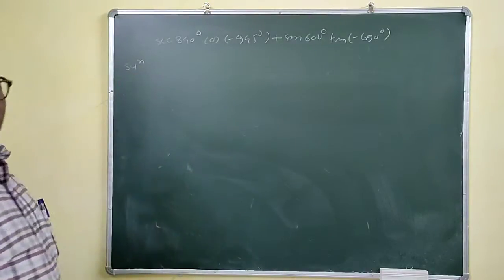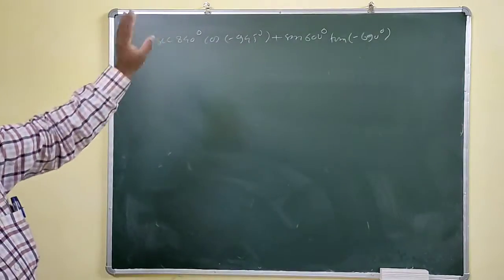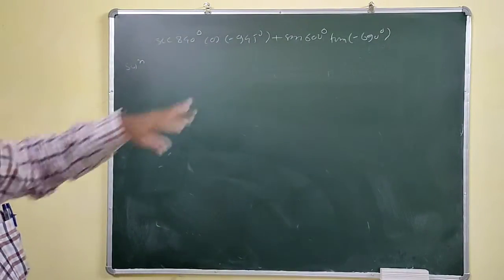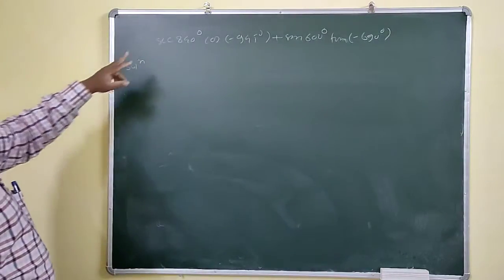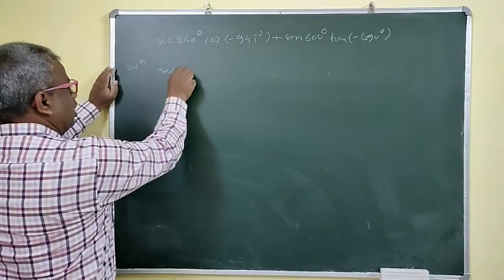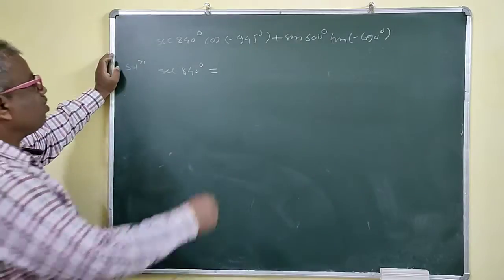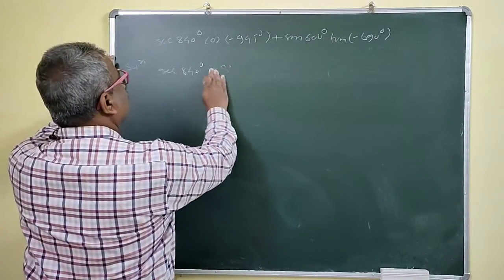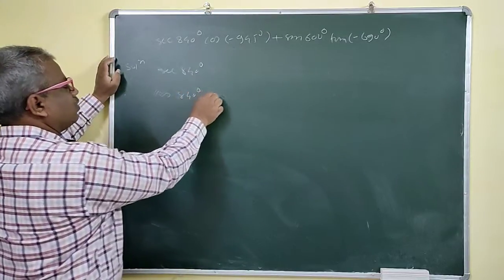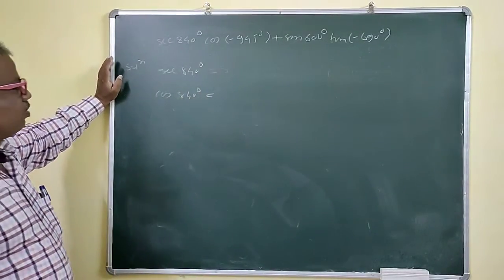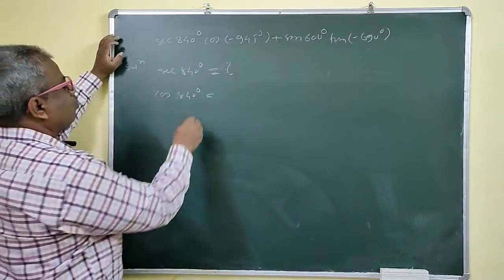So instead of starting with LHS, we'll find the individual value of each term and put the individual values in. We must get the RHS, which is 3 by 2. So we'll individually find sec 840 degree. Instead of that, we'll find cos 840 degree and take the reciprocal.